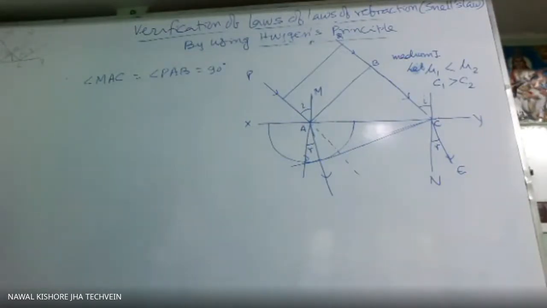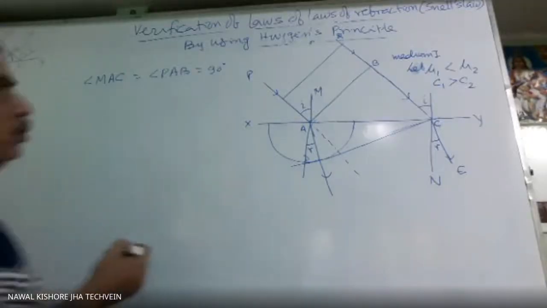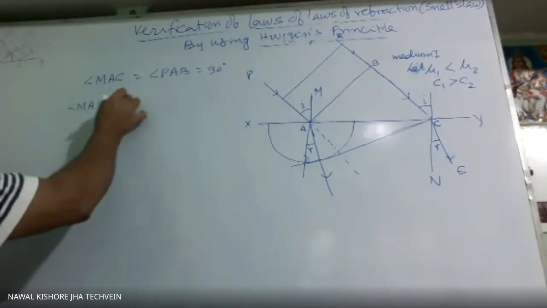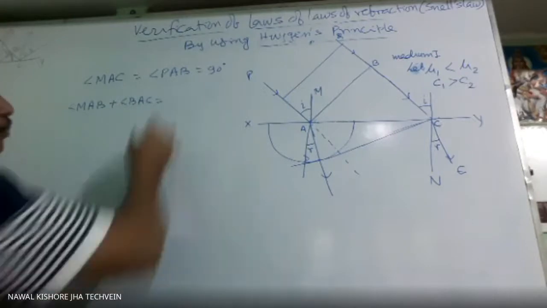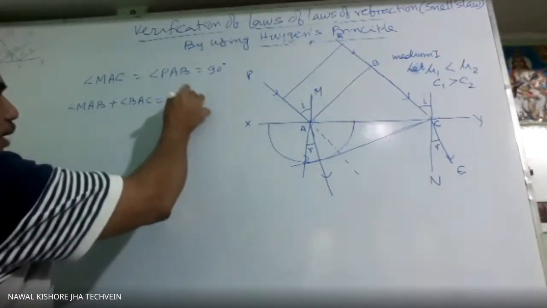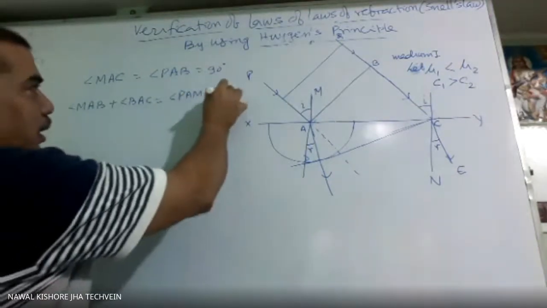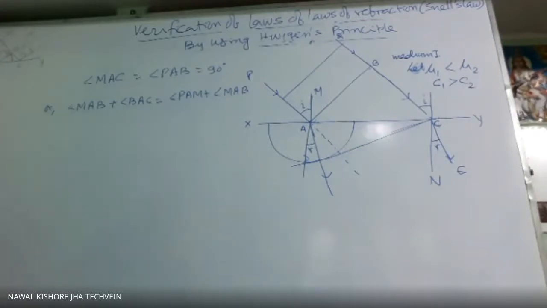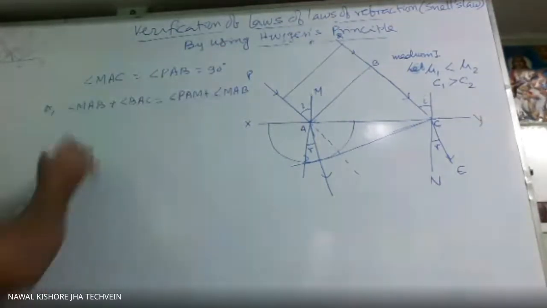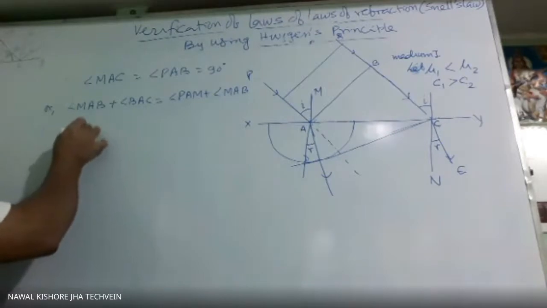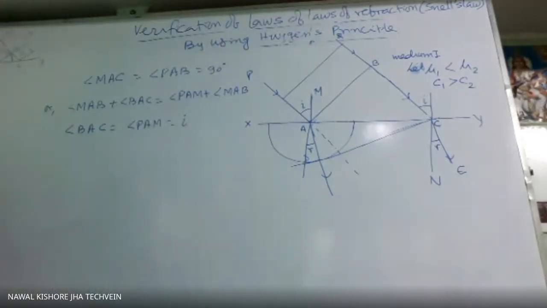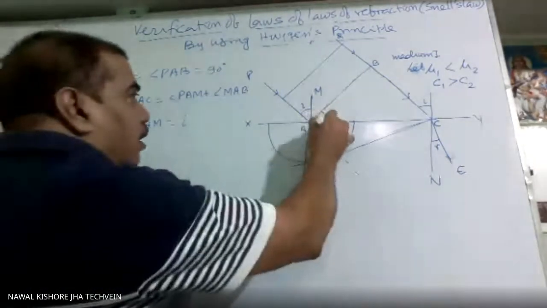Which angle is common in both? MAB. So, in place of MAC, we are writing angle MAB plus angle BAC. In place of PAB, we are writing angle PAM plus angle MAB. MAB, MAB cancel. So we are getting this. Therefore, angle BAC will be equal to angle PAM, that is i. So this BAC we got as i.